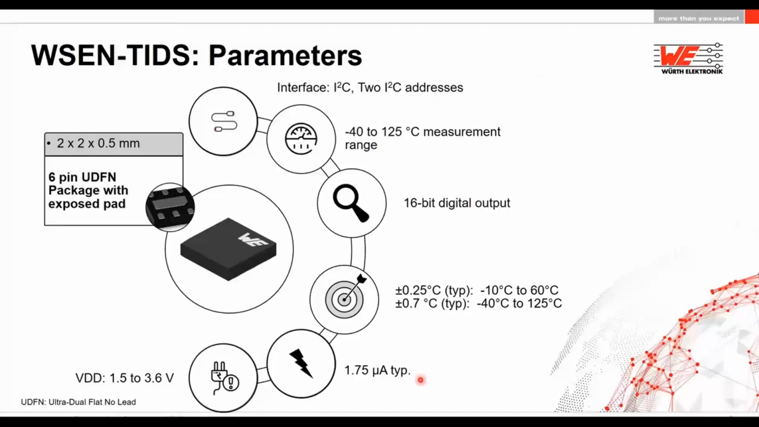As mentioned, this also has a very low current consumption and operates between 1.5 and 3.6 volts, so it is perfectly suitable for battery operated devices. Also, it's a 6-pin SMD device that can be easily mounted on the PCB, and there is also an exposed pad at the bottom so that the temperature sensing with the environment has a better connection.